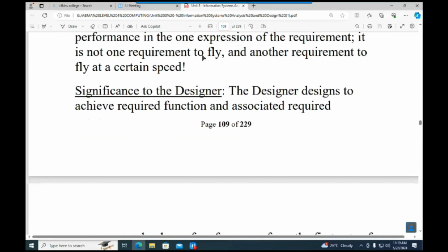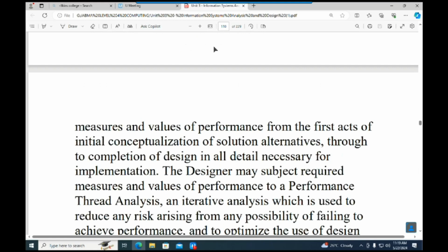To the designer is going to achieve what we call the required function and associated measures of values and performance from the first acts. That is actually from the conceptualization of solution alternatives. Now this is through the complete designing process in the details that are actually required for implementation.